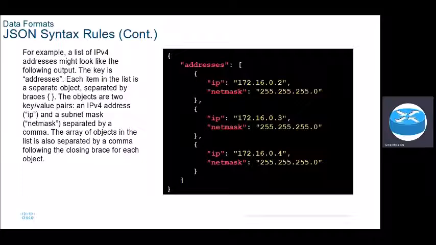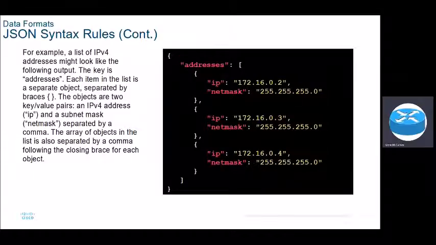And so, for example, here a list of IPv4 addresses might look like the following output. The key is addresses. Each item in the list is a separate object separated by braces. The objects are two key value pairs, an IP address and a subnet mask, and then separated by a comma. The array of objects is the list, also separated by a comma following the closing brace for each object.